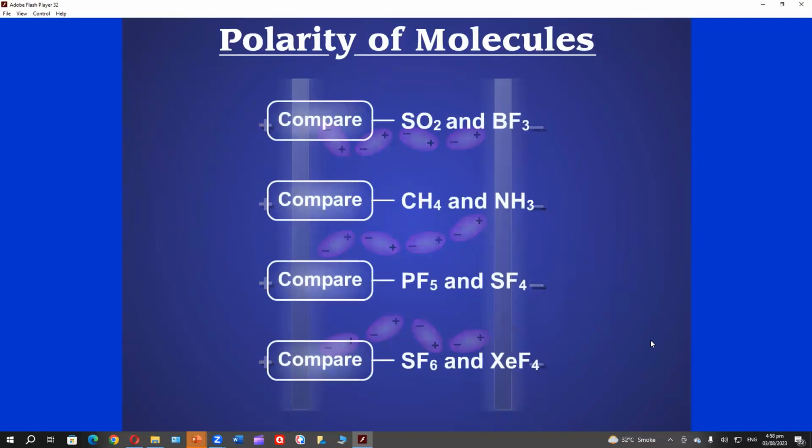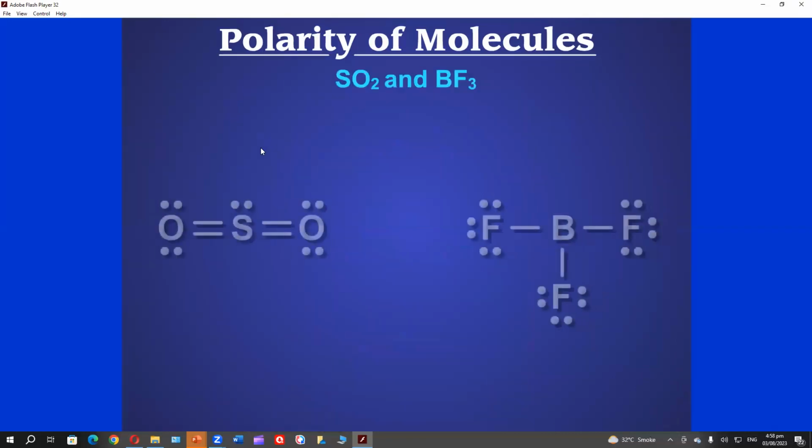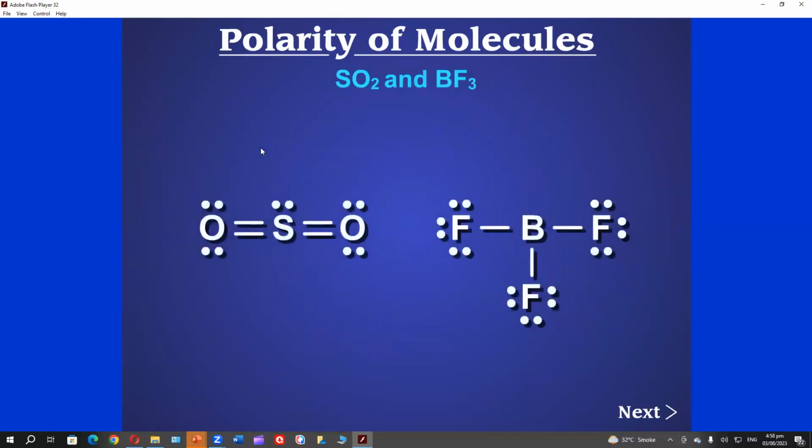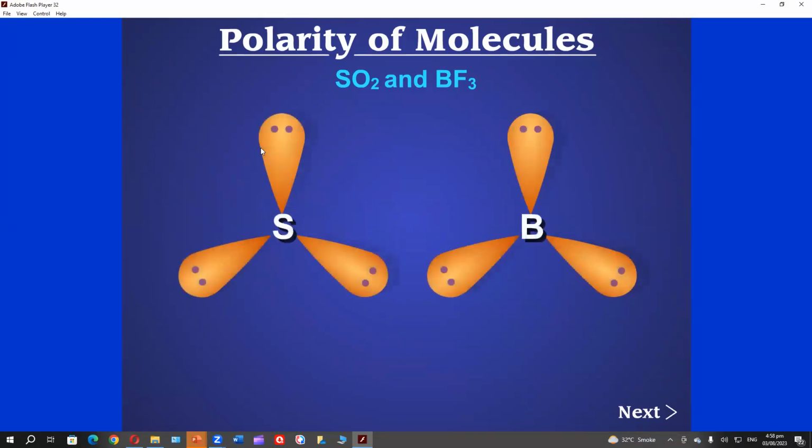Let's compare a number of molecules to show how molecular geometry can be used to predict the polarity of the molecule. Click on one of the buttons to compare those molecules. Consider the Lewis structures of sulfur dioxide, SO2, and boron trifluoride, BF3. In both structures, there are 3 VSEPR pairs of electrons around the central atom, meaning that the electron pair arrangement about the central atoms is trigonal planar.